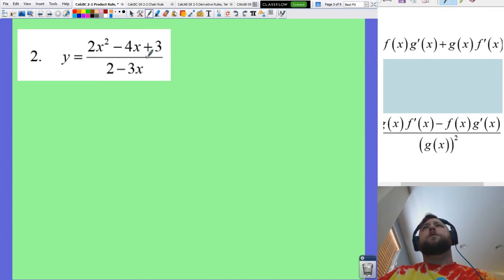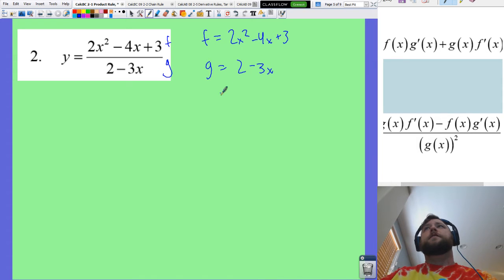This is going to be quotient rule because we see we're dividing. So this is your f and g. Your f is 2x squared minus 4x plus 3. Your g is 2 minus 3x. So my f prime would be 4x minus 4. And g prime is going to be negative 3.